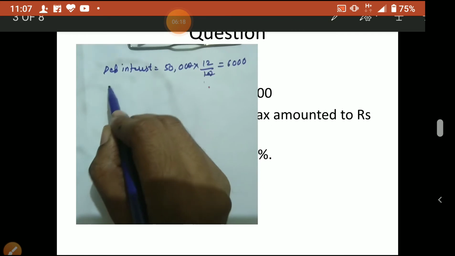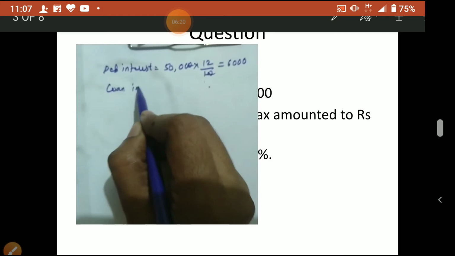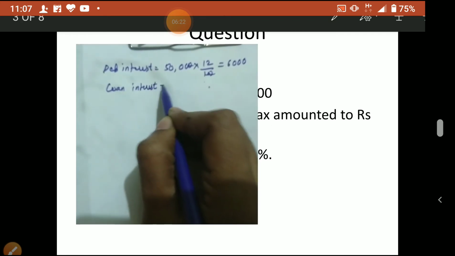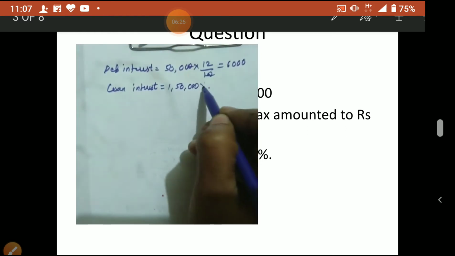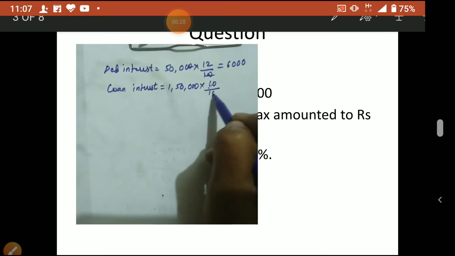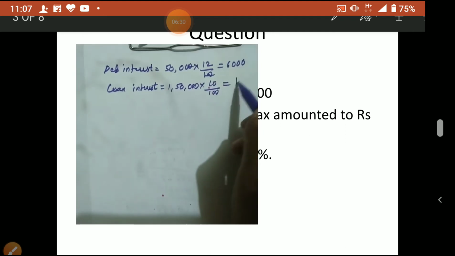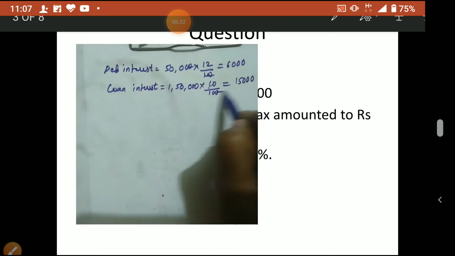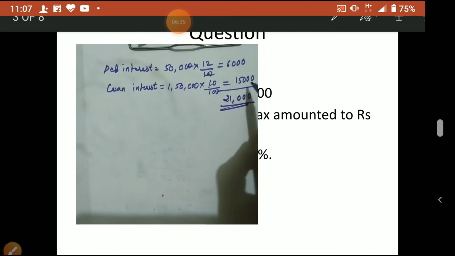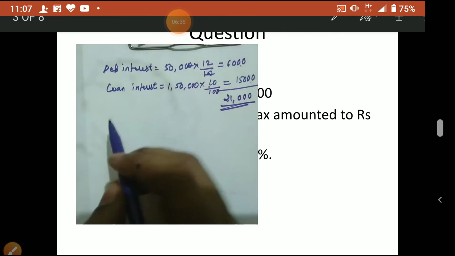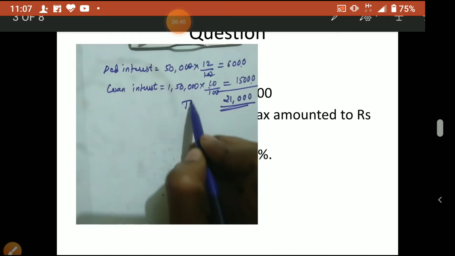Now loan interest is equal to, that is 10%. So 1,50,000 is the amount into 10 by 100, is equal to 15,000. So total interest is how much? 15 plus 6, 21,000. Okay, this is the total interest.